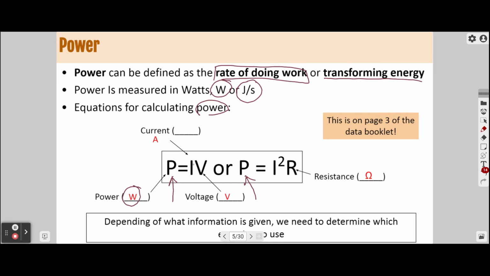So power can equal current times voltage. So there's our one formula, our first one. Or power can equal current squared times resistance. So there's our second formula. Now, you're familiar with current and resistance and voltage from Ohm's law. So you may need to use Ohm's law to find one of these missing variables sometimes. All right, so depending on what information is given to us, it'll determine which of these two power formulas we're going to use.